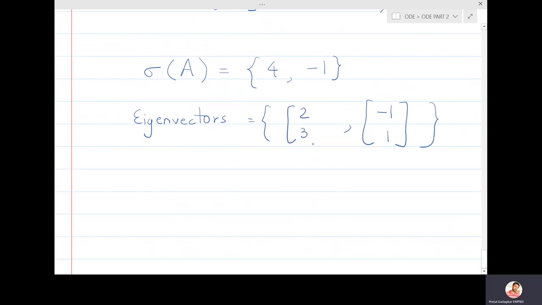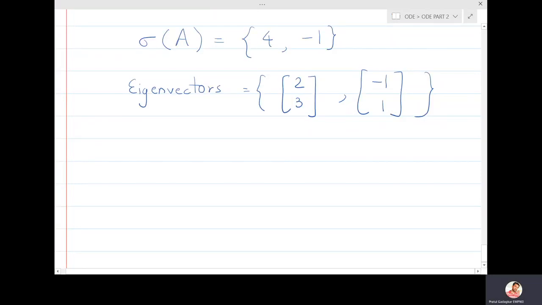So the second eigenvector is this. Okay, so this is a set of eigenvalues and eigenvectors. Okay, let's take the next question. Let A be equal to 3, minus 1, 1, 1. Let us find the eigenvalues and eigenvectors.